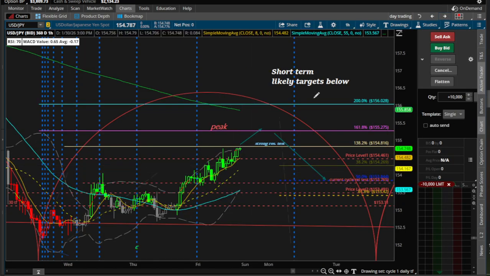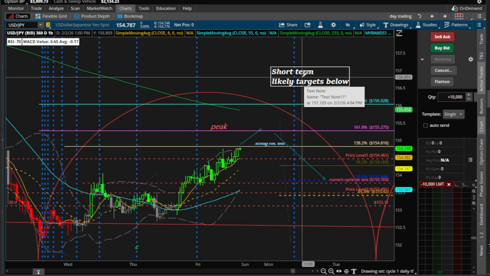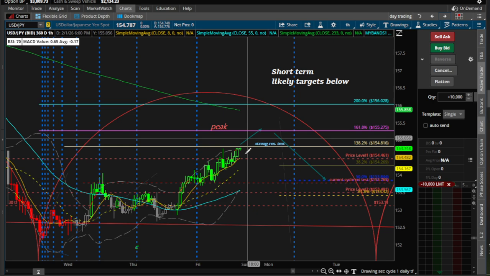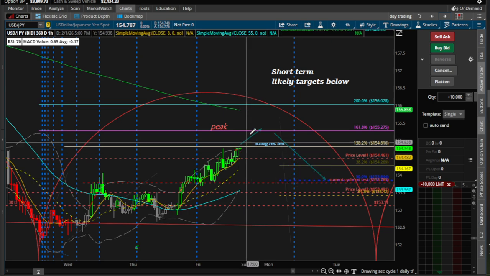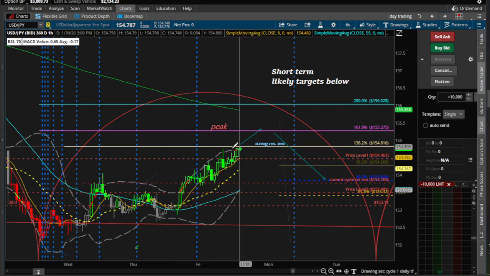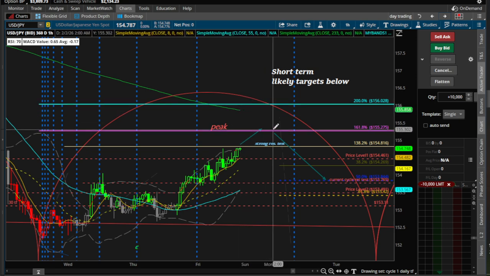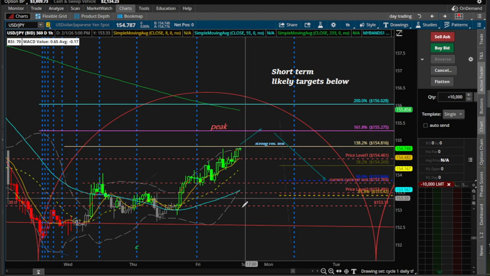The 1 hour time frame here shows a little bit of a divergence. So maybe you've heard the term blow off top or something like that. So maybe we just peak real fast and ran into the 200-day moving average here with the target at 155.275. That's on the hour time frame, and then from there we start to pull back in this hourly cycle.